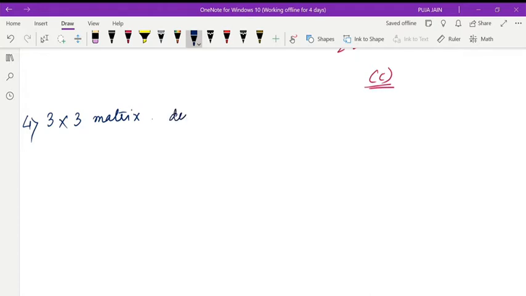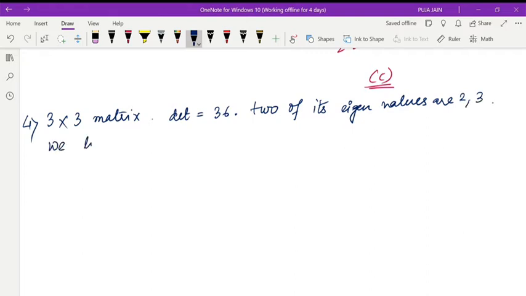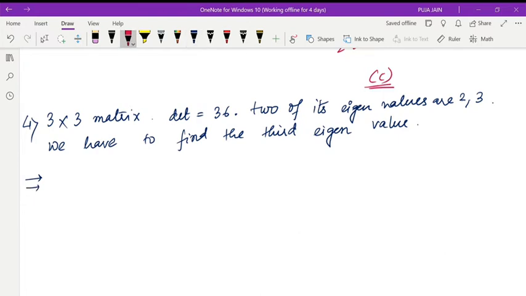determinant is given 36. Two of its eigenvalues are 2 and 3. We have to find the third eigenvalue. Same type of sum which is related to the first. Just I want to show you the question pattern.